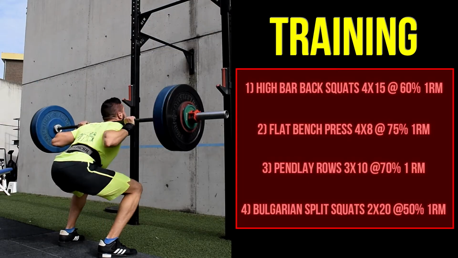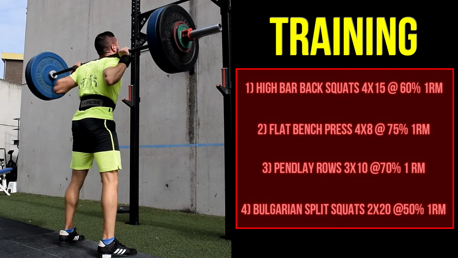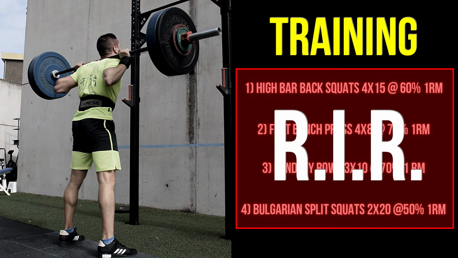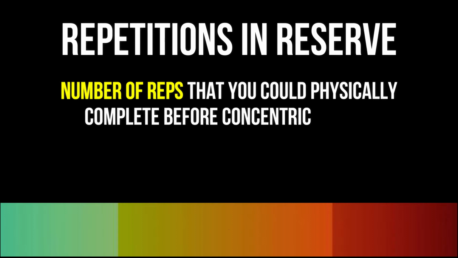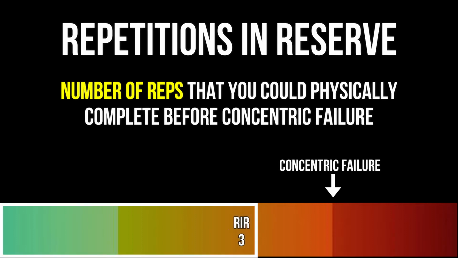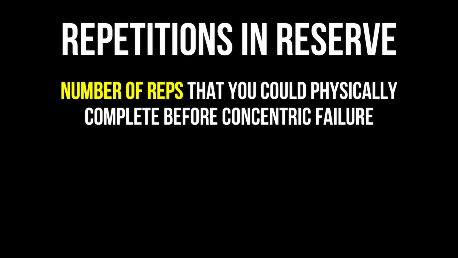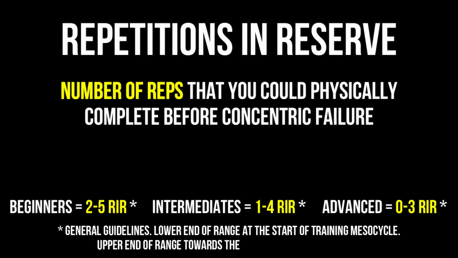Back to the video. The unpracticality of reaching concentric failure all the time leads us to another important concept: repetitions in reserve, RIR. Repetitions in reserve refer to the number of reps that you could have completed in a given exercise if you had pushed that set to the maximum limit. Without getting too deep into the nitty-gritty of RIR, it is common practice to leave 1 to 4 repetitions in reserve to train more intelligently when the goal is hypertrophy.